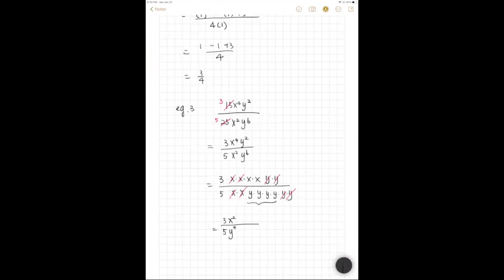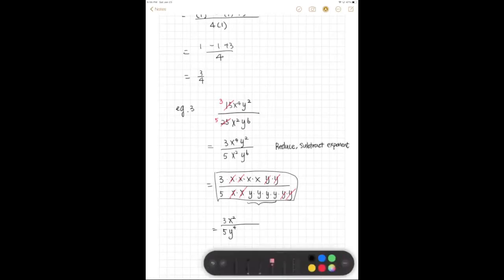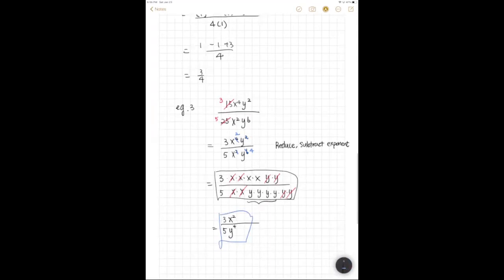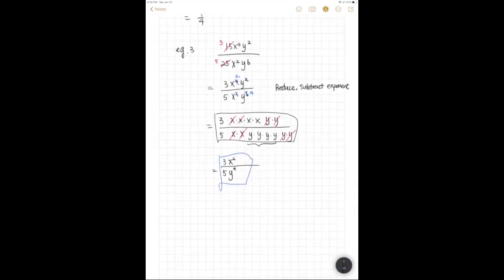If you're really familiar with that, you can just skip these steps, because you know that when you reduce, basically it's to subtract the exponents. So 4 subtract 2, you will have 2 remaining, right? Let me use a blue one. So you have 2 remaining, and 2 subtract 6, so you will have 4 remaining in the bottom. So you will end up with the same answer. Okay?